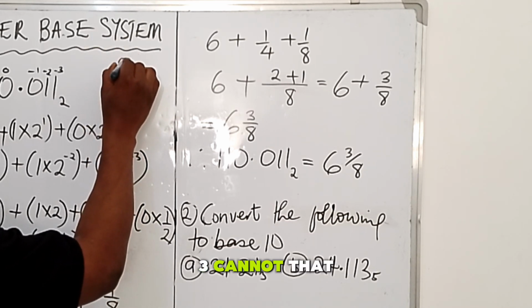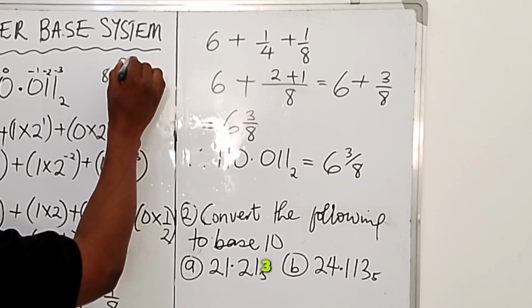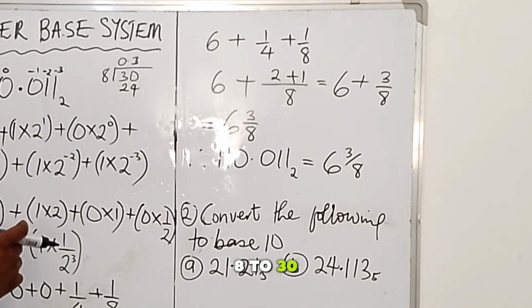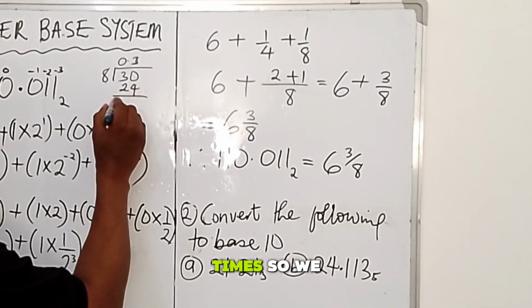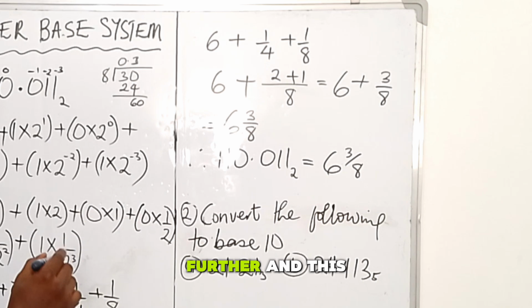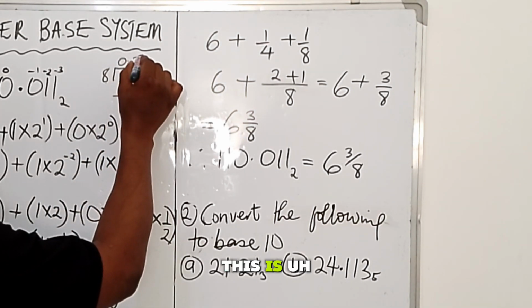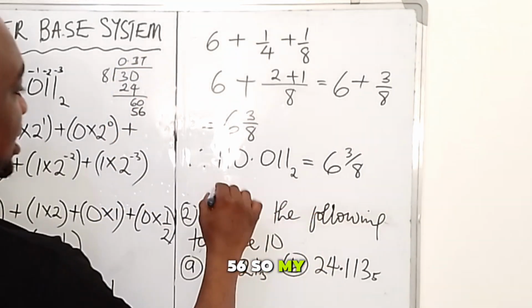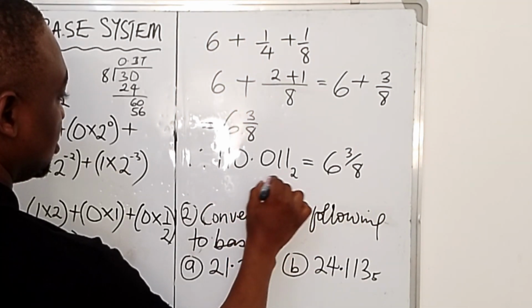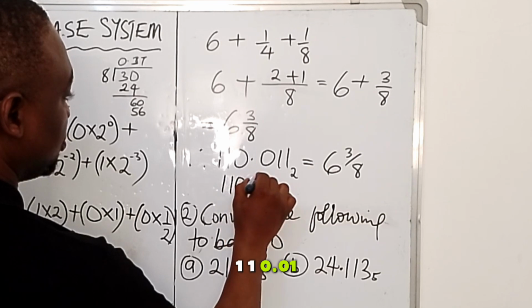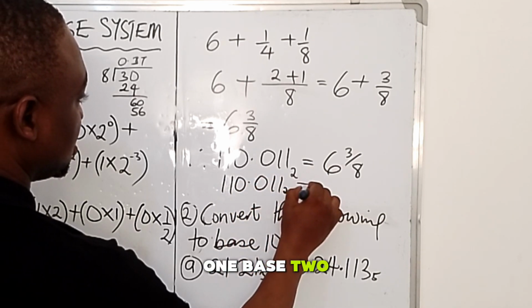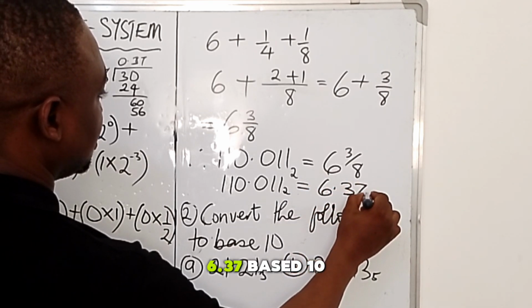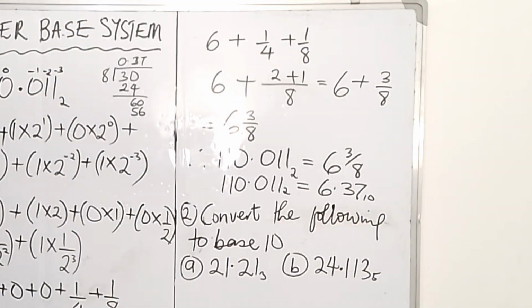8 into 3 cannot, that is 0.30. 8 into 30 is 24, so that's 3 times. So we have a 6 and a 0. I won't go further than this. This is 7 times, which is 56. So my answer maybe would go for 110.011 base 2 is equal to 6.37 base 10. You could do that.